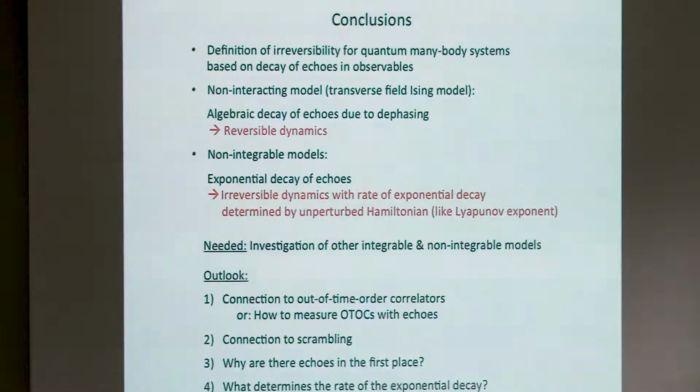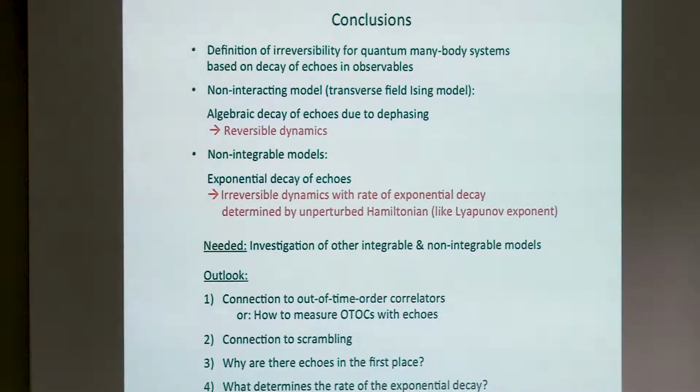And so the to-do list is obviously to look at other, more interesting integrable models and other non-integrable models, to see whether this picture that I would like to deduce from this indeed holds more generally, apart from these models that we looked at. There's a number of interesting connections that one can make. People have recently been very interested in out-of-time-order correlators, and one can actually see that there's a connection of these out-of-time-order correlators with echoes. There's a connection to scrambling physics.